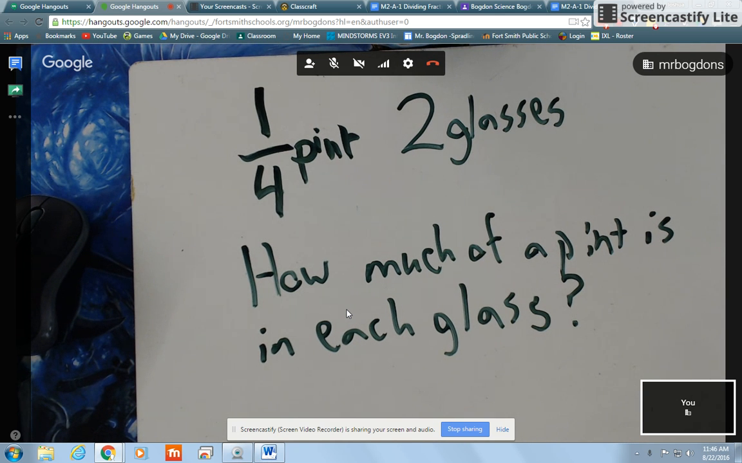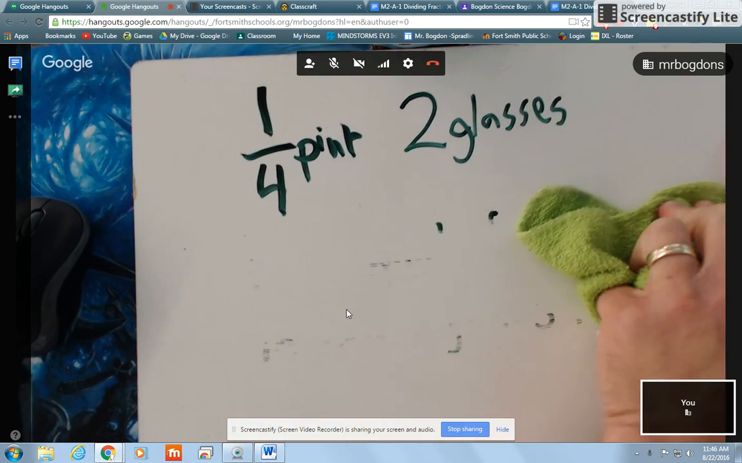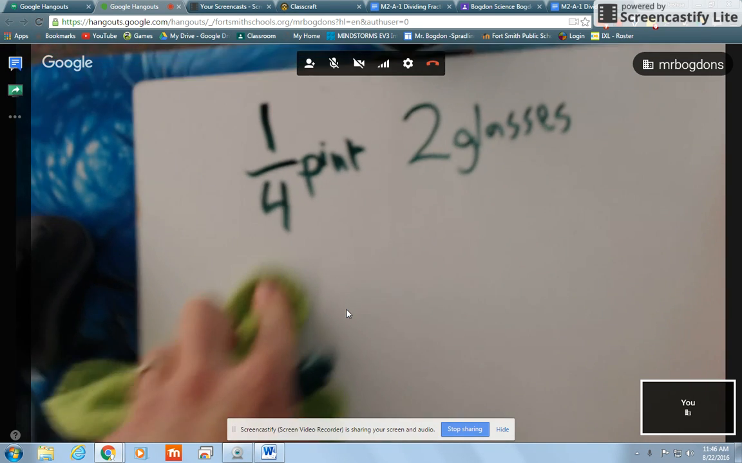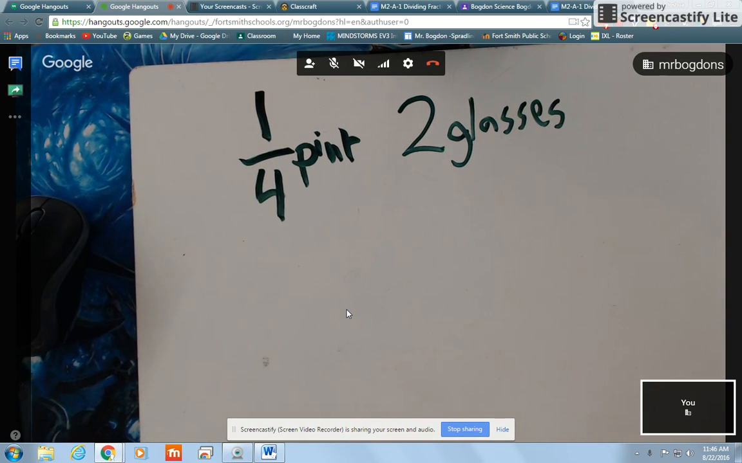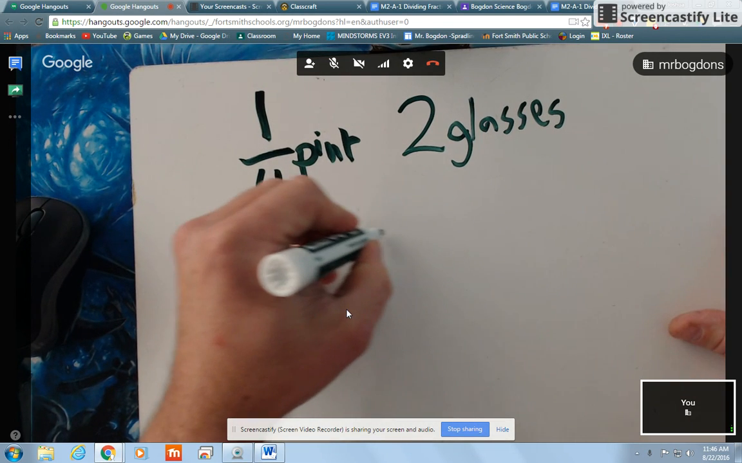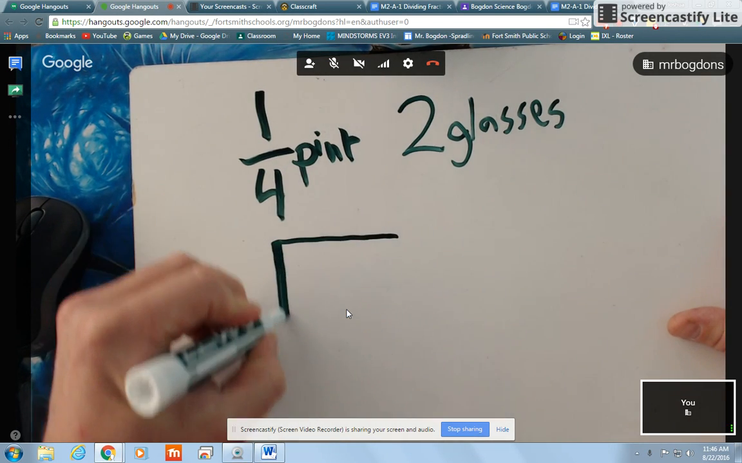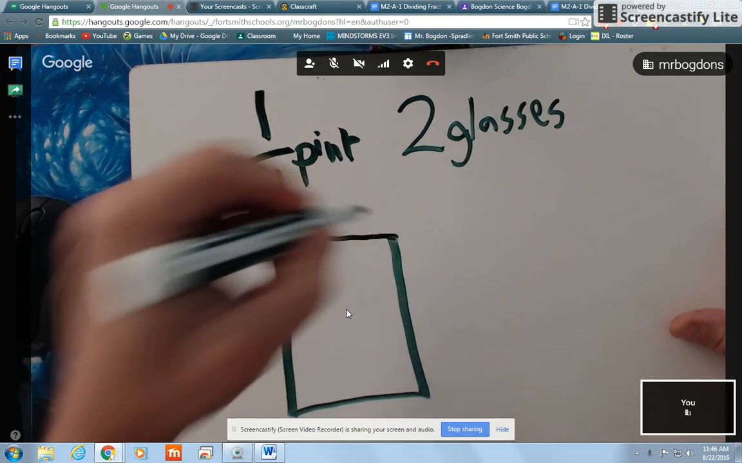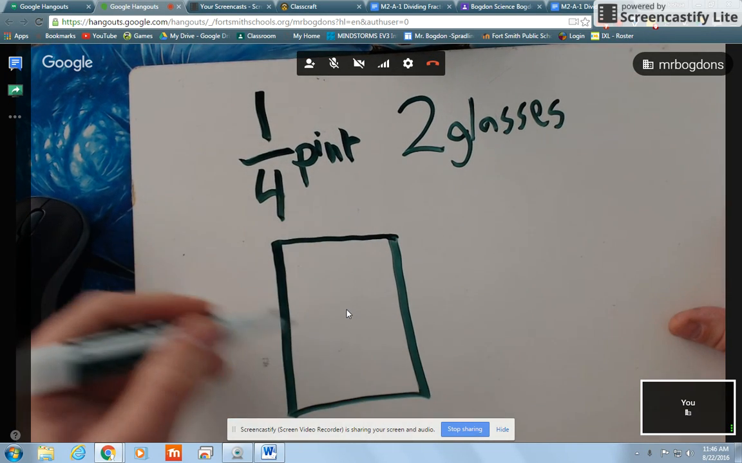Okay, so the question is, if you have 1/4 of a pint and you have 2 glasses, how much of a pint is in each glass? So, just using models, I could try to visualize this. I could say, all right, well, here's a container with my 1/4 of a pint. I'm going to pretend that this whole thing is worth 1 pint.